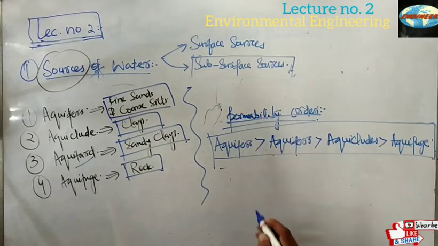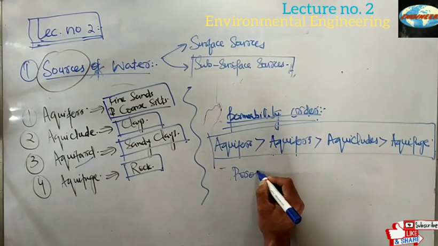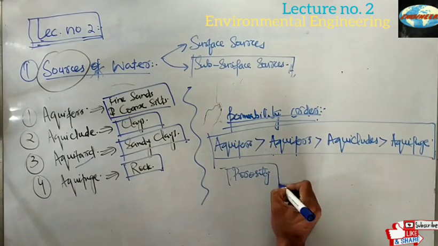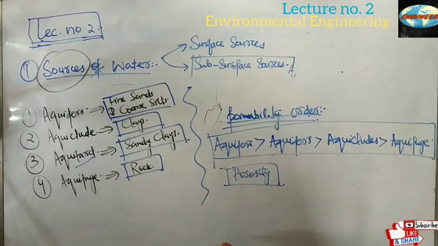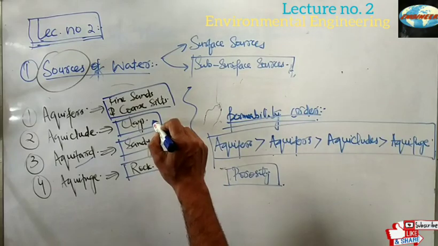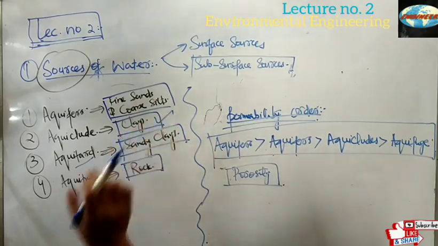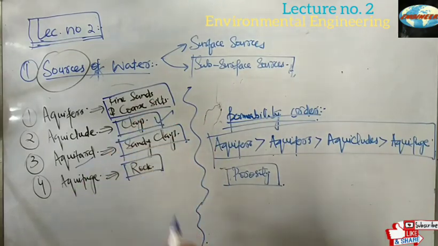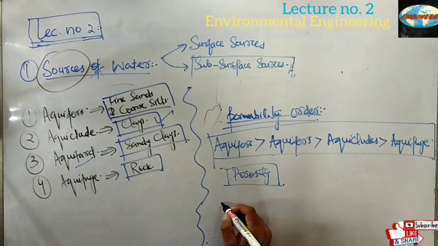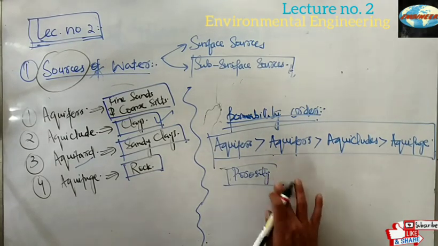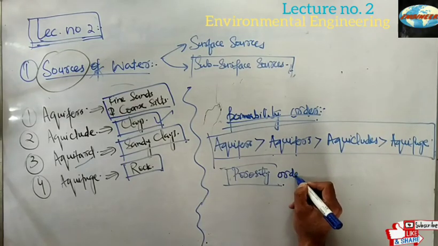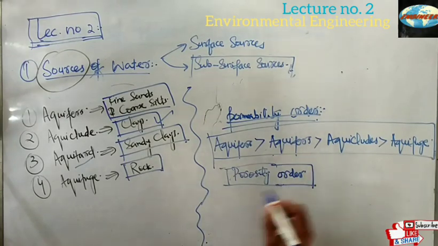Now, what about the porosity? Tell me, guys, which will have the highest porosity? Obviously, the clays will have the highest porosity since they are the finer soils among all the four. So finer the soil, more the porosity. This is the porosity order, I should mention over here if you are making notes. Porosity order.